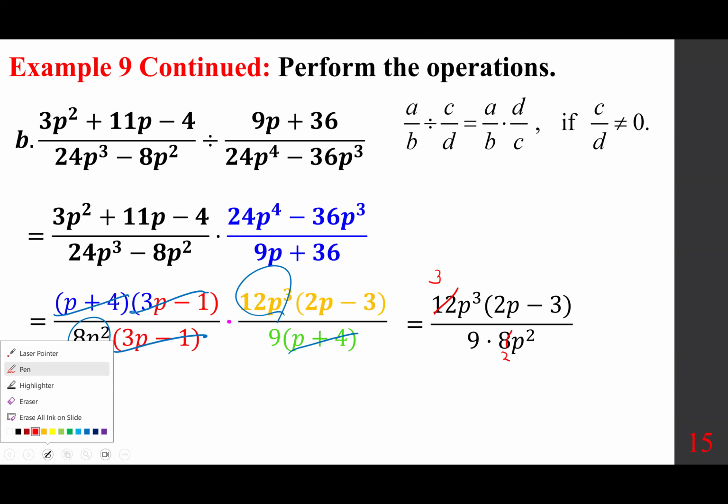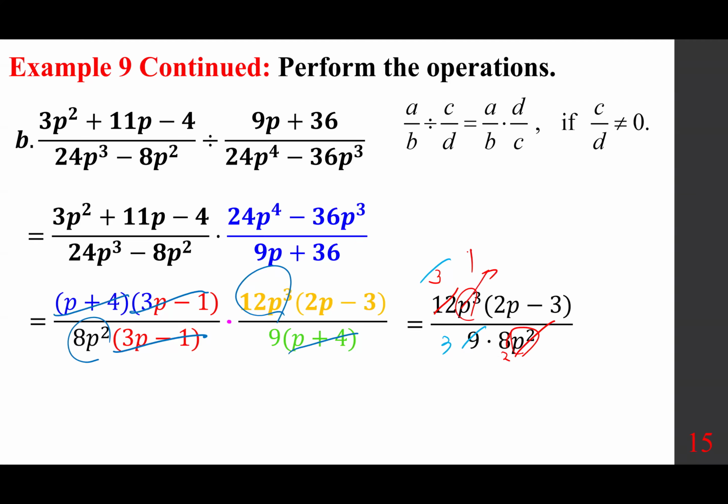Then we're going to continue with the numbers. 3 completely goes away and 9 changes to 3. So just for the numbers, the top has nothing, that means 1. The bottom has 3 times 2, which is 6. Then we look at p cubed versus p squared. So p squared completely goes away. P cubed changes to p. So the numerator has no number left. It has p times 2p minus 3. And the bottom has no p's left. 3 times 2 equals 6. That is the final answer.